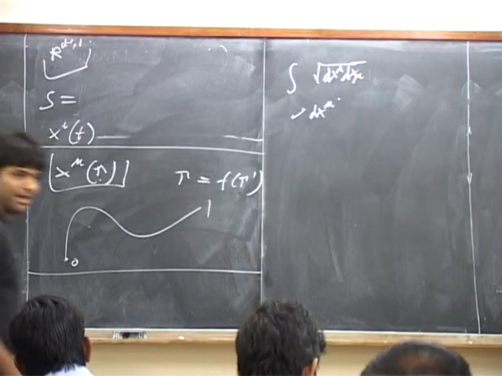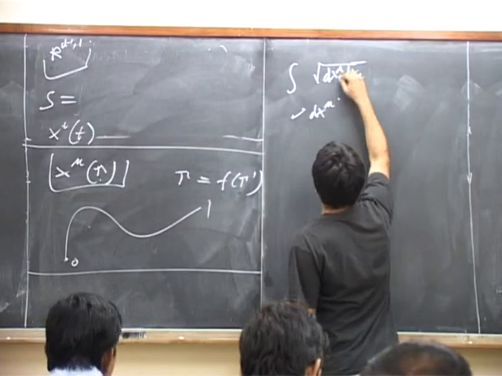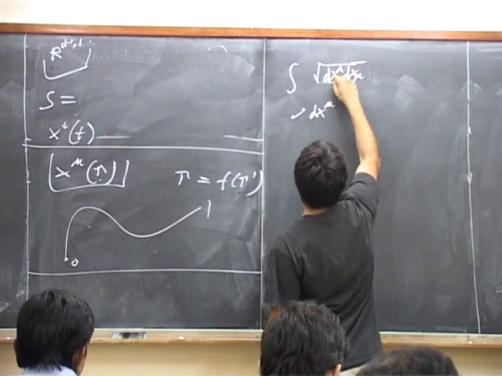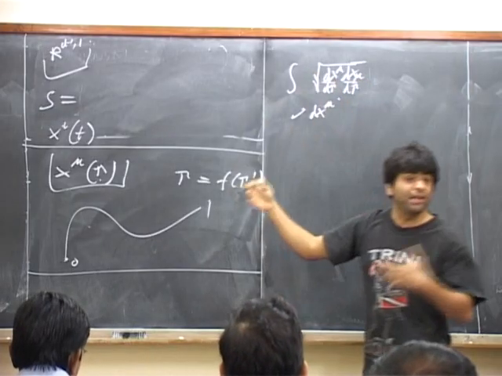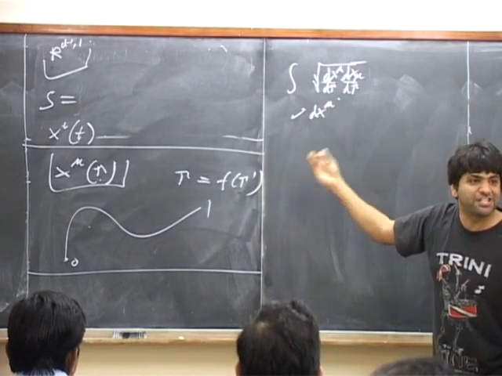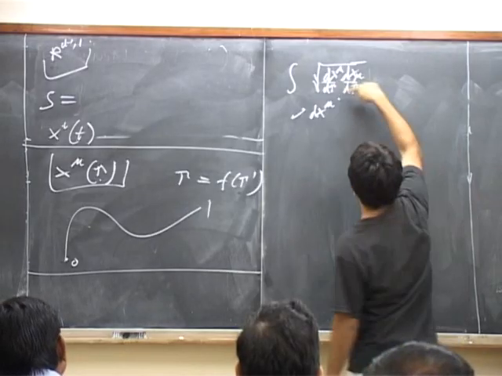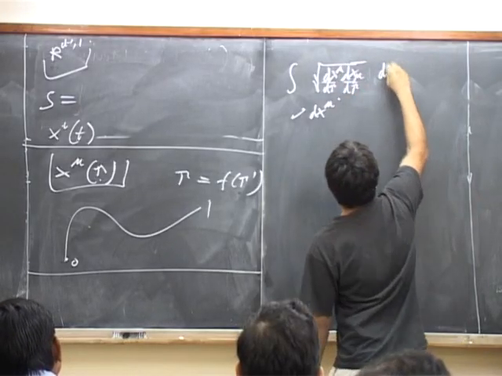Now x is parameterized by tau. So what we could do is put a d tau here and put a d tau there. But we don't really want the tau. That's just fictional. It's fake. So we multiply and divide by d tau, so we put a d tau.